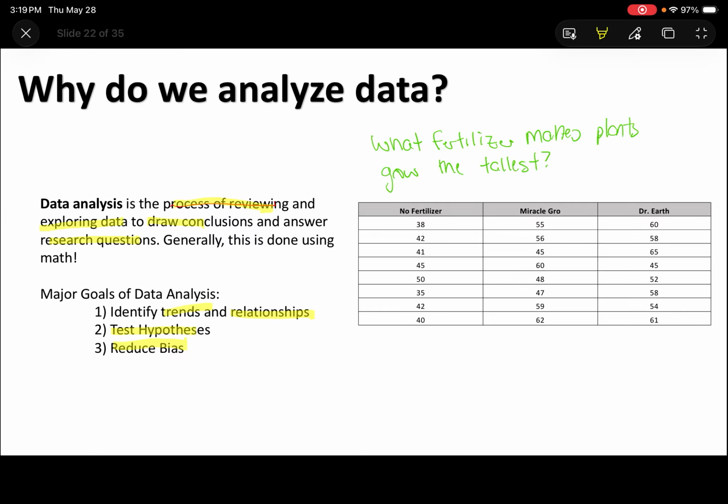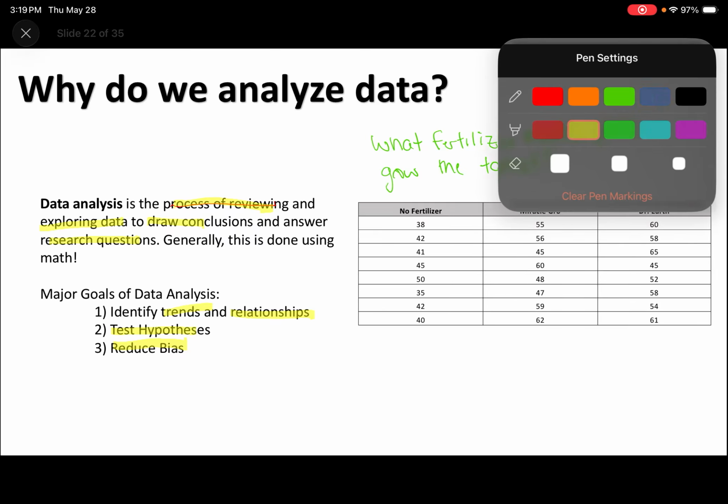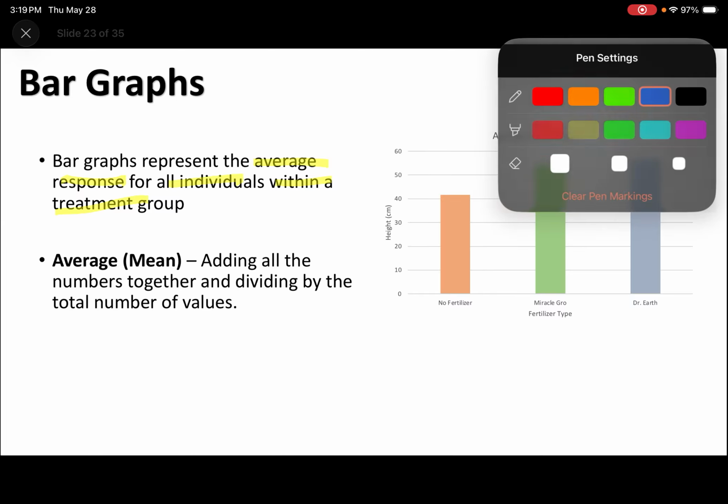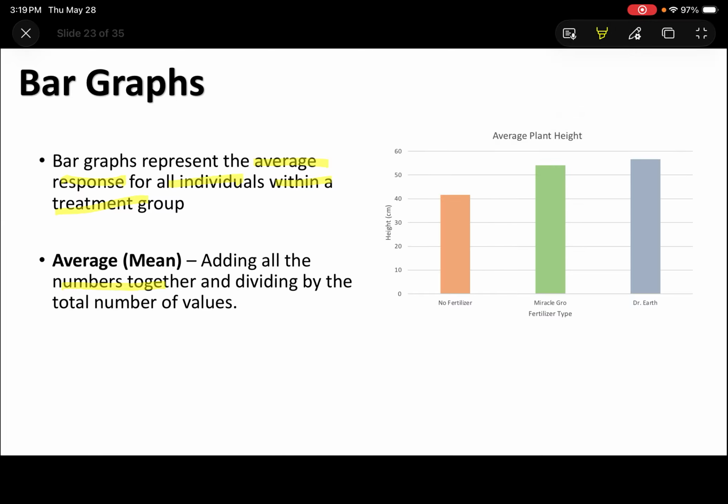Bar graphs represent the average response for all individuals within a treatment group. So if I go back to this slide, I pretty much took the average of each of these. So I averaged all of these together and I tried to get the average height for the plants. An average just means you add all of your numbers together and divide by the total number of values to get that number. And so the bar graph, our no fertilizer was an average of like 41 centimeters, Miracle-Gro was 52, and Dr. Earth was 55. Those are the average heights of each of these plants.